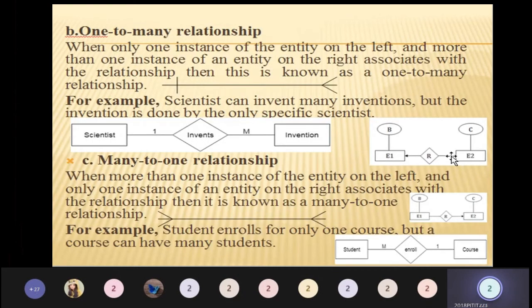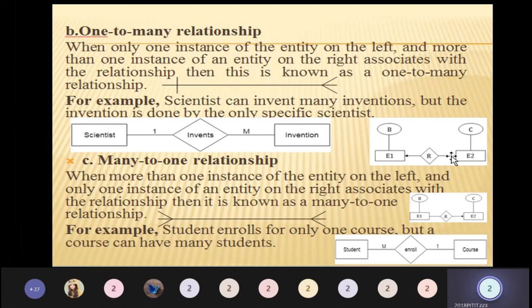And next, let's see about the one-to-many relationship. Again we are going to take two entities named A and B. Entity in A is associated with any number of the entities in B, and entity in B, however, can be associated with at most one entity in A. This means that when only one instance of the entity on the left and more than one instance of the entity on the right associate with the relationship, then this is known as a one-to-many relationship.